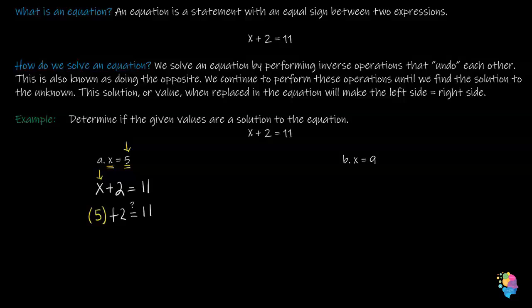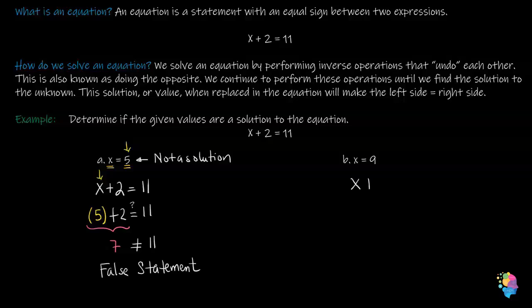So let's evaluate the left side. 5 plus 2 is 7. And we can clearly see that this is not the same or not equal to 11. So since we get a false statement, that means that 5 is not a solution. So let's try it again with B. Let's bring down once more the given equation.